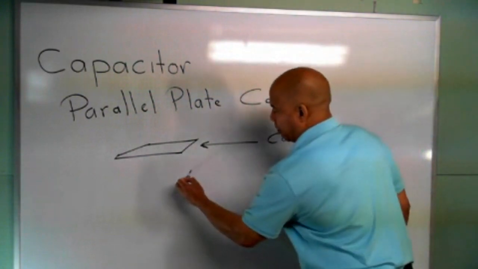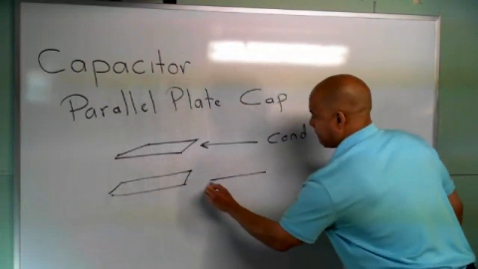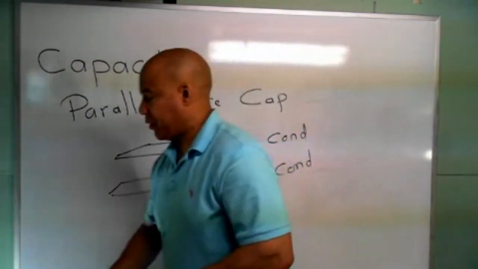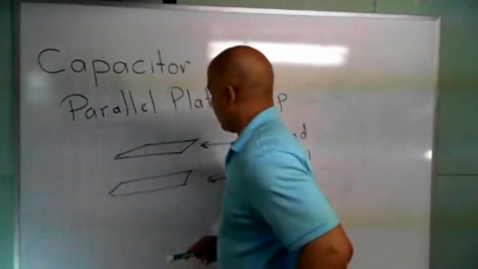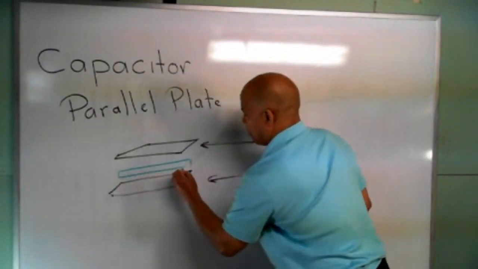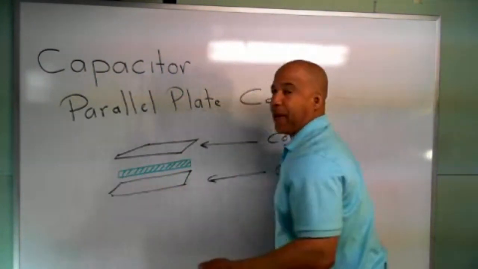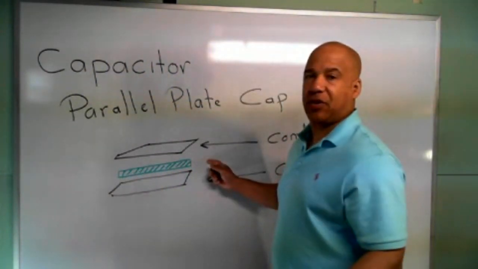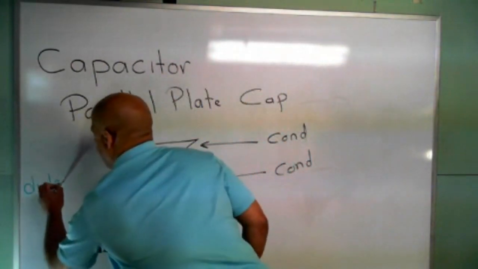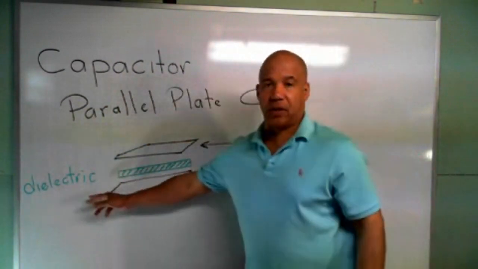You have another plate, metal, conductor. And in between those two conductors, you have an insulator. So I'll draw the insulator like this. So this is the insulator. Now, when we talk about capacitors, they use the term dielectric. But that's just another word for an insulator.